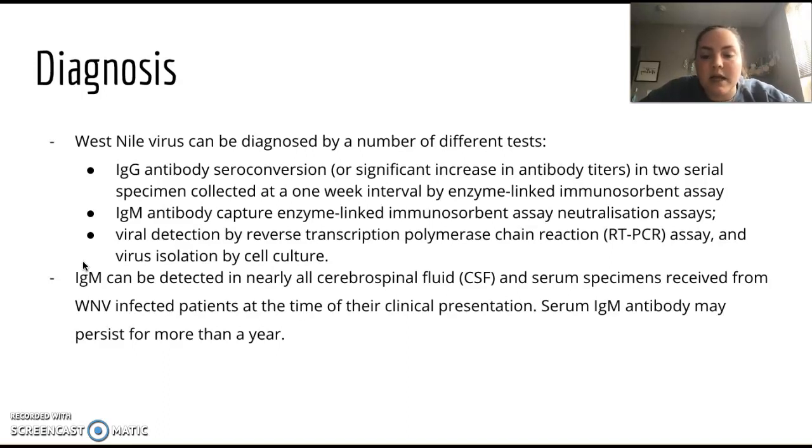IgM can be detected in nearly all cerebrospinal fluid and serum specimens received from West Nile virus infected patients at the time of their clinical presentation. Then serum IgM antibody may persist for more than a year.